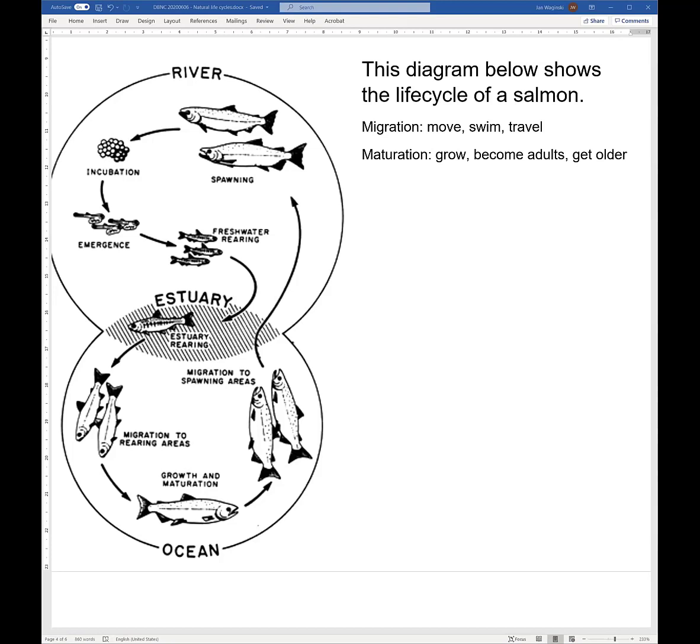And here, what is the word? Freshwater rearing? Yes. What is the name of this one? Well, it's where it's happening, because the rivers are freshwater. So the adults are taking care of the young, or they're just growing up and learning, I guess, in that environment.